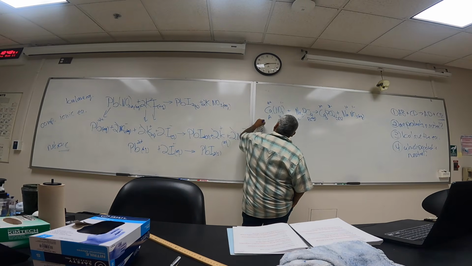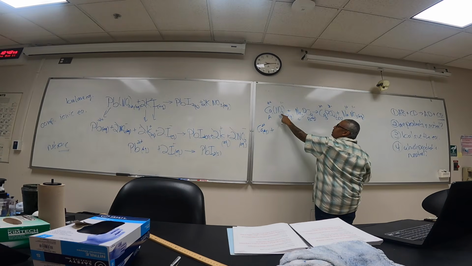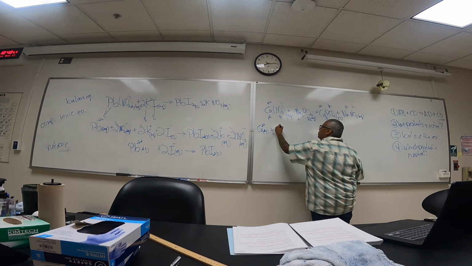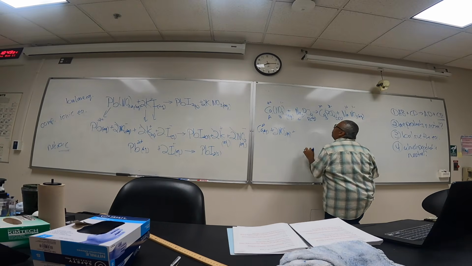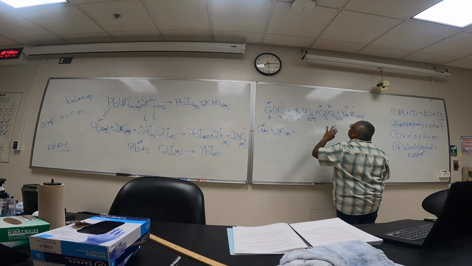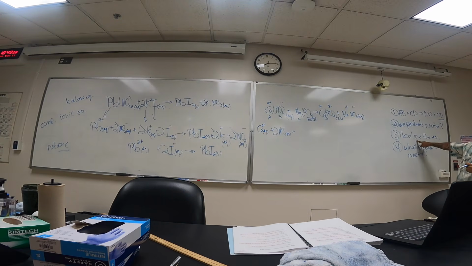Calcium, aqueous. I have 2 nitrate ions. These are aqueous. I have 3... oh wait, no. Oh, let's back up. I skipped a step. I did skip a step. We didn't balance this, did we? No, we did not. Let's backtrack.